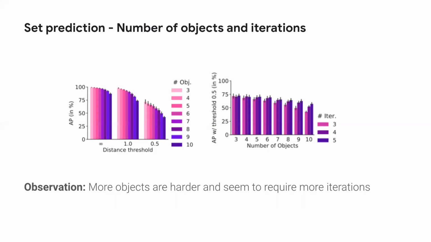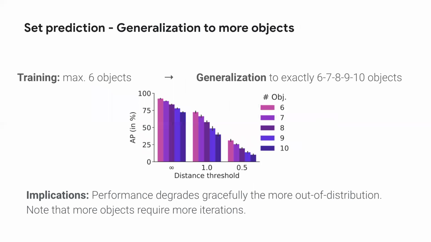And now the final interesting bit is that you can change the number of slots at test time. You can train on a dataset that contains a maximum of 6 objects and then generalize to exactly 6, 7, 8, 9, or 10 objects. And of course, the average precision goes down, as the task is harder, and you also go more out of distribution for your clustering procedure. But the performance degrades gracefully.